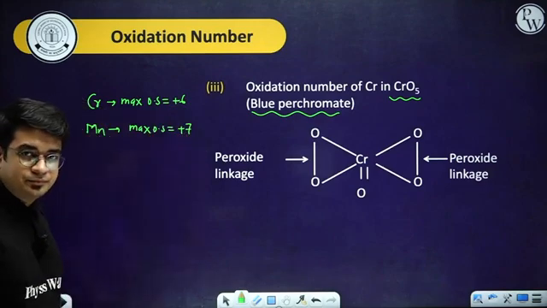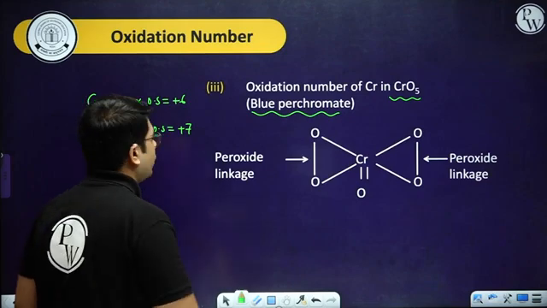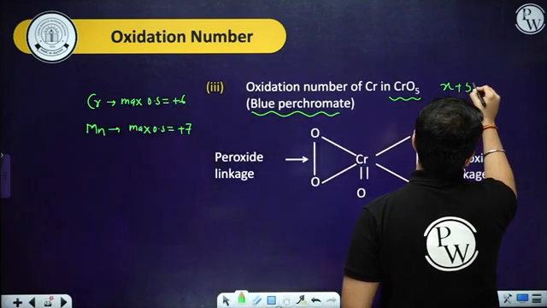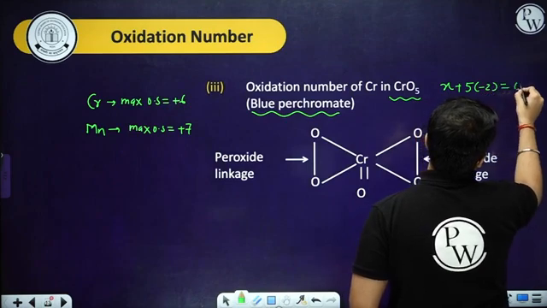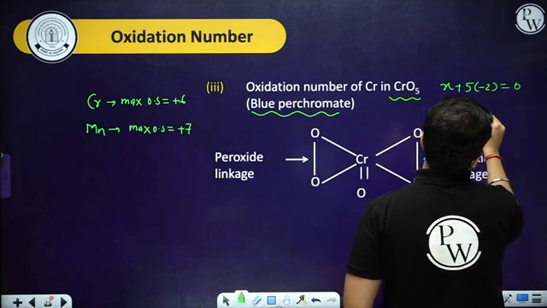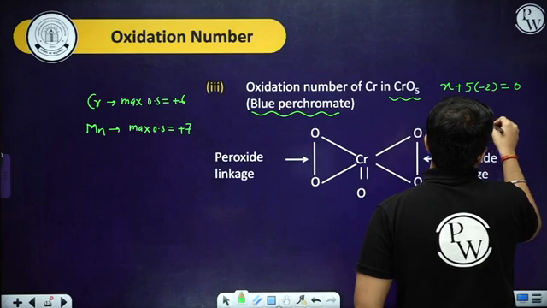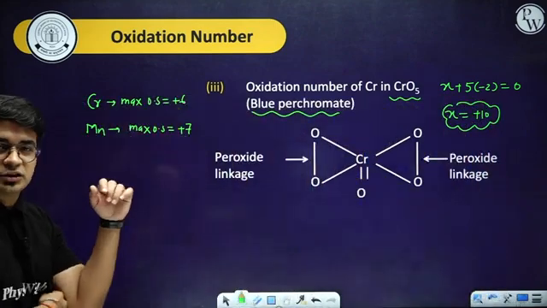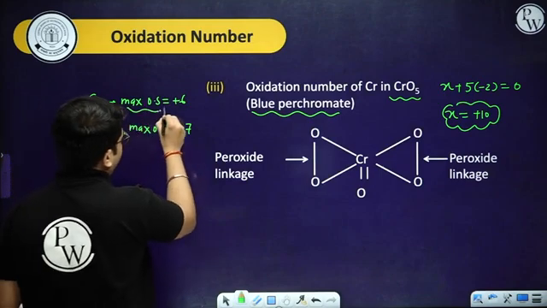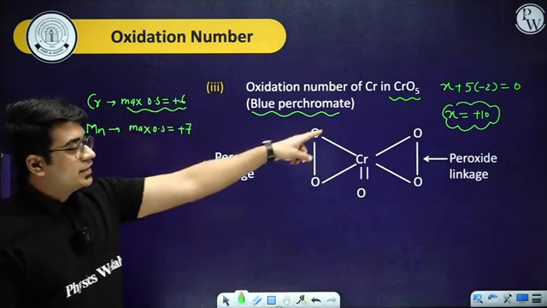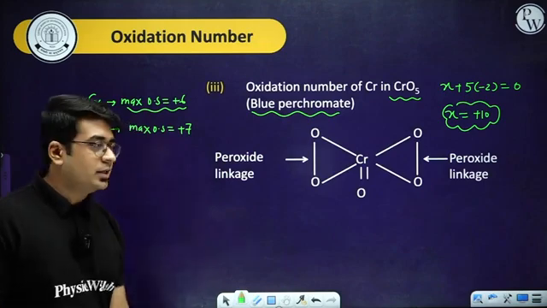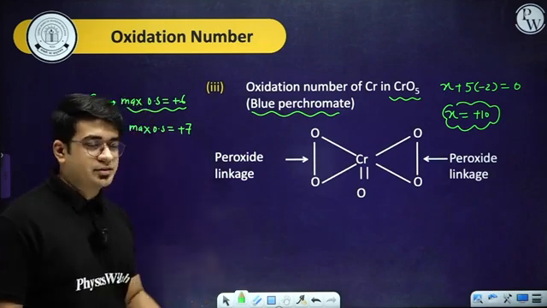Always remember. Okay. Now if I calculate this entire part, chromium is X plus 5 multiplied by -2, that will be equal to 0. So X will be equal to +10, which is very far from its maximum oxidation state, because its maximum oxidation state is only +6. Definitely when the calculated one is more than the maximum, there is a chance of peroxy linkage.